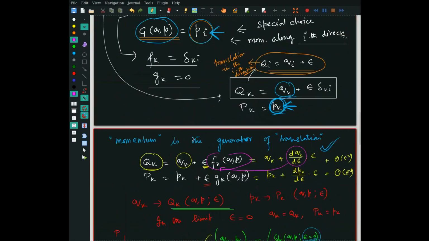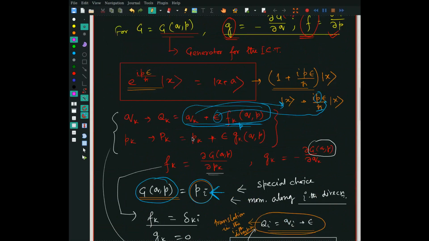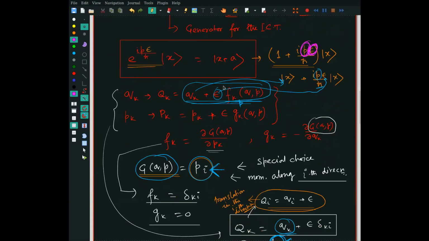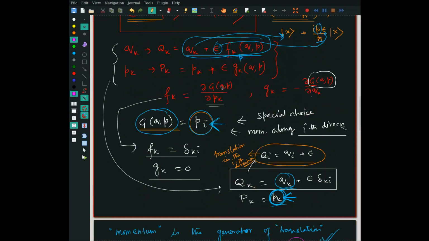By the same token, if you look at this one, this is my parameter and this is my generator. This is my translation parameter, and this is my generator. These are all U(1) groups, if you care about the name. So now perhaps you have made a deeper connection between the generators and the transformations that we are talking about.